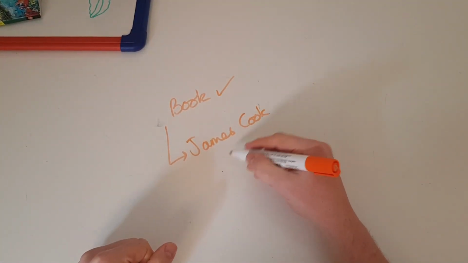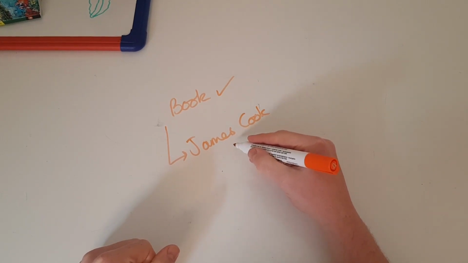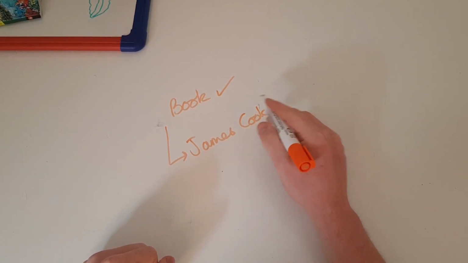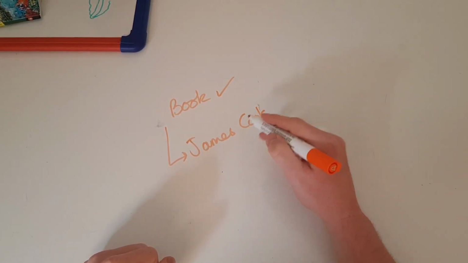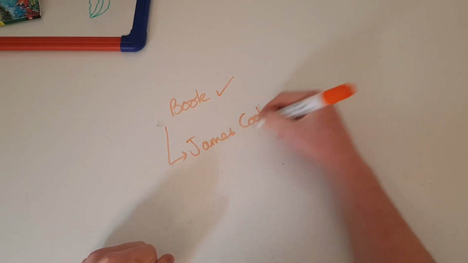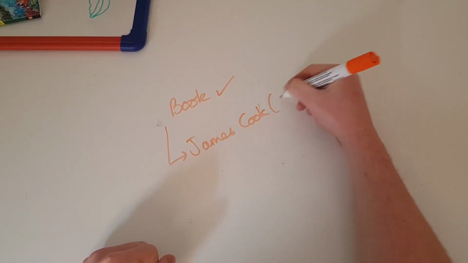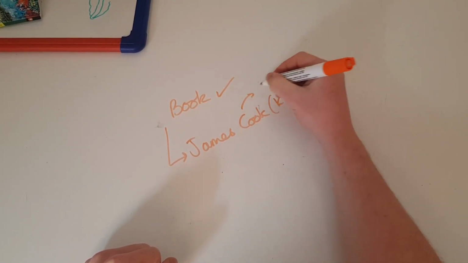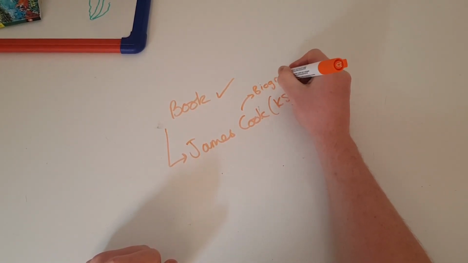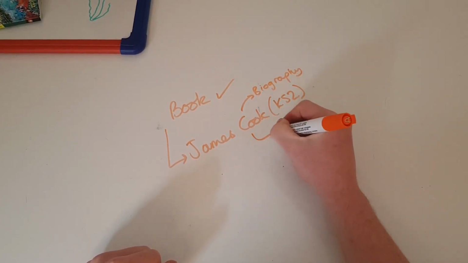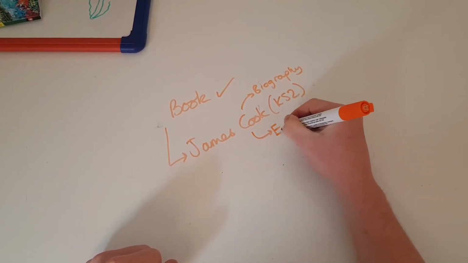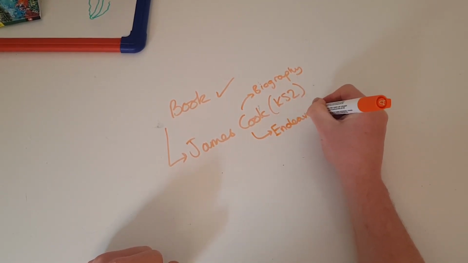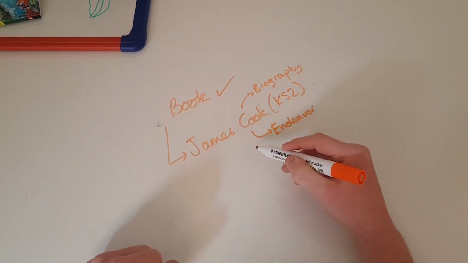So Captain James Cook, you might want to do a bit of research on who he actually is. At the end of this video, I'll show you a quick website that I found with him on there as well. If you're going to search for it, search for his name and then put at the end, I'm going to put this bit in brackets but you don't need to, Key Stage 2. You might want to use the word biography, and you might want to use the word Endeavour with a capital E, because that was the name of his ship when he discovered the Great Barrier Reef.